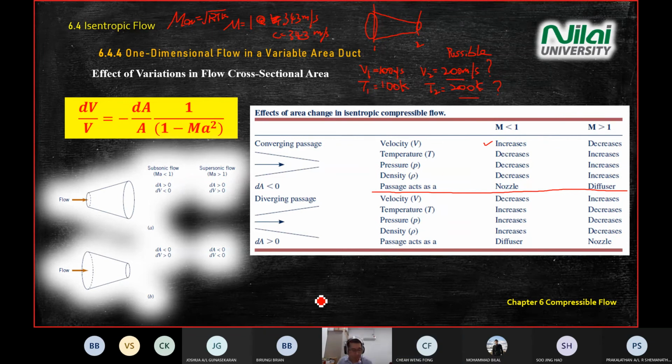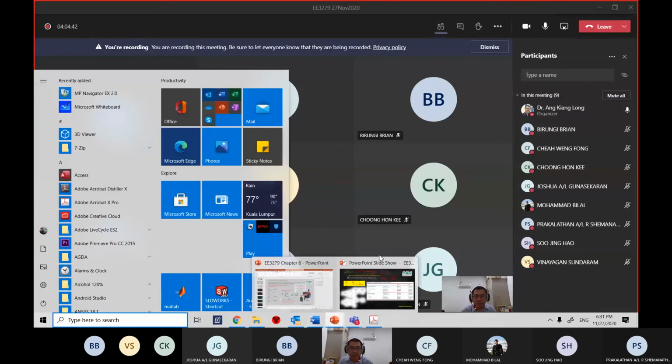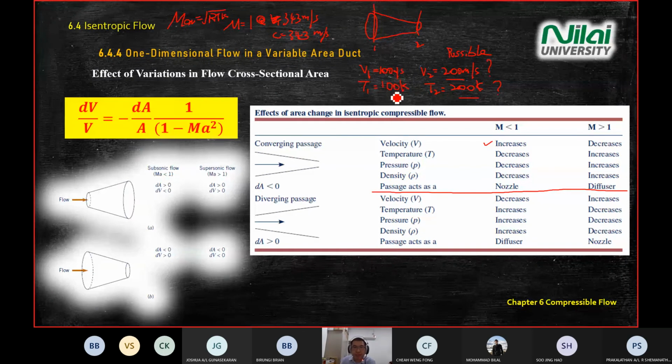Okay, the next question will go to Vina. Now also the temperature. The same setting, the speed of sound at point 1 at the entrance of the converging passage is 343. Velocity still 100 meter per second. The temperature now is 100 K. You measure. Is it possible when the flow comes out at point 2, it will reach 200 K? Is it possible and why?